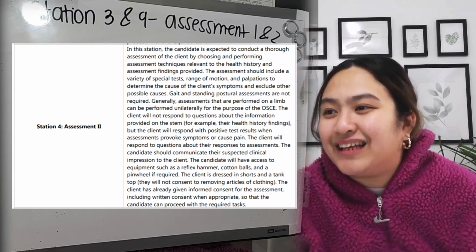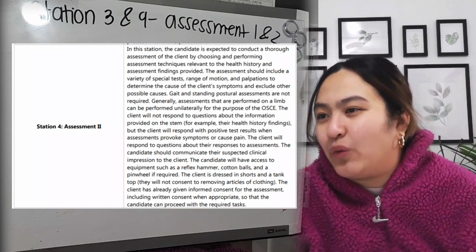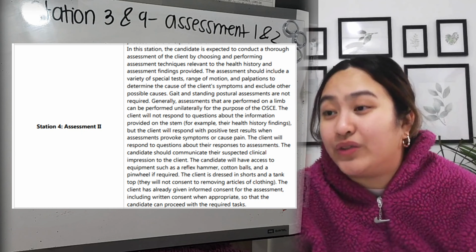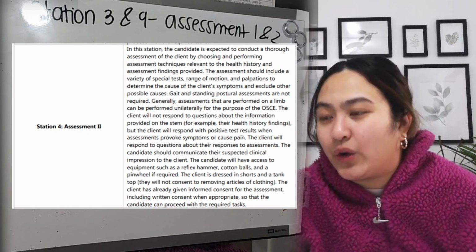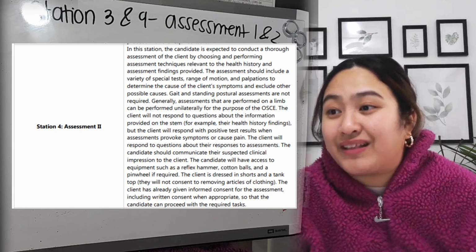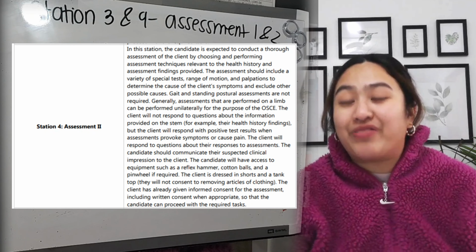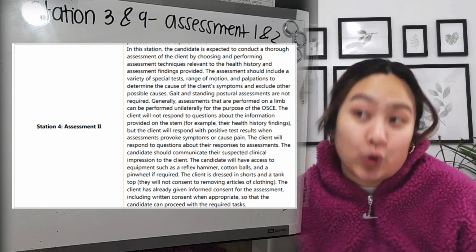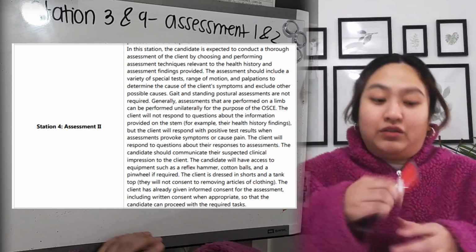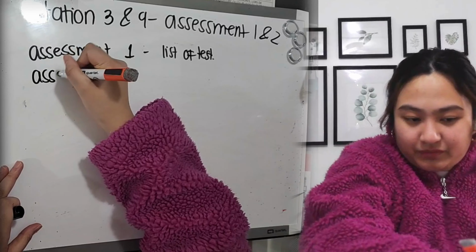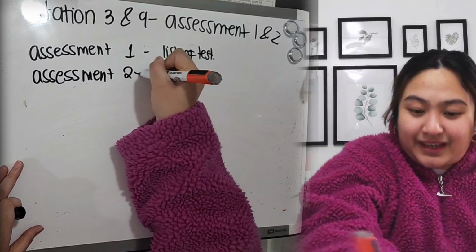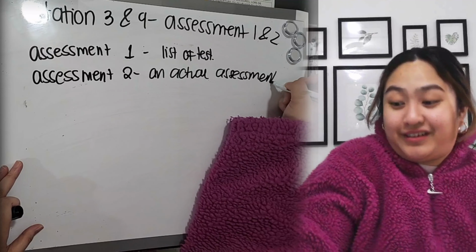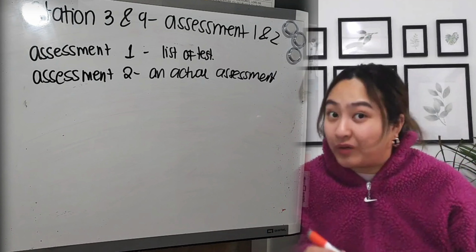The client is dressed in shorts and a tank top, and they will not consent to removing articles of clothing. The client has already given informed consent for the assessment, including written consent when appropriate, so the candidate can proceed with the required tasks. So, basically, what it says is that assessment 2 is an actual assessment. Yes, that's what they're asking you for.